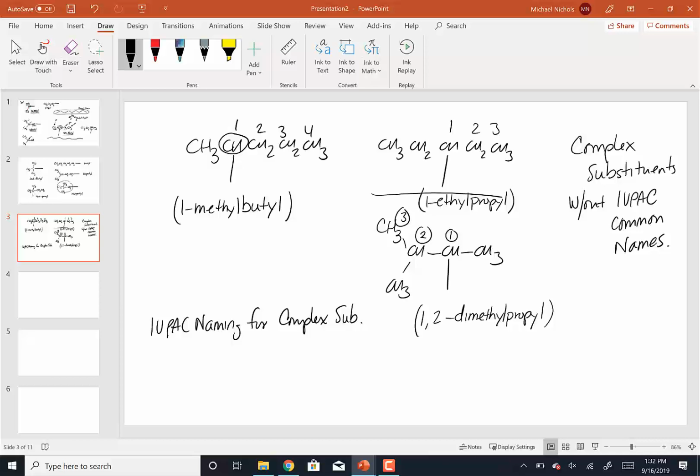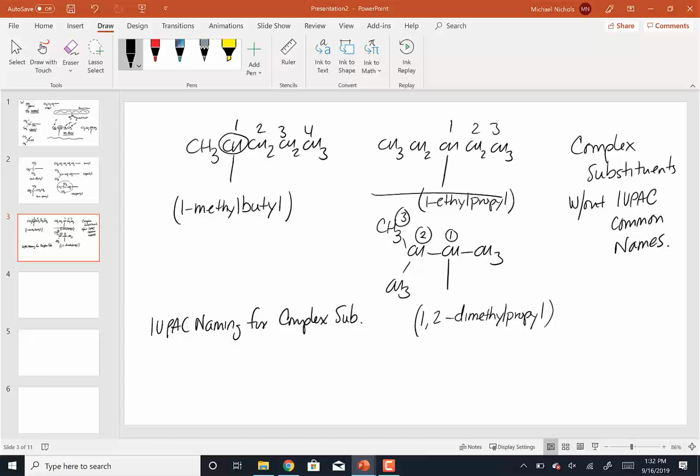So the tertibutyl stuff does not go in parentheses? No. The tertibutyl is its own name, and that's what we like. We like tertibutyl, we like isopropyl. These alkyl groups don't have names, so in order to name them, we have to give them a complex name, which goes in parentheses.